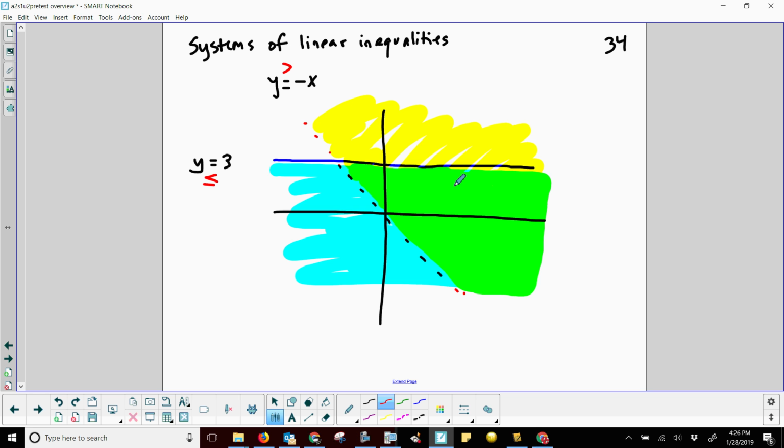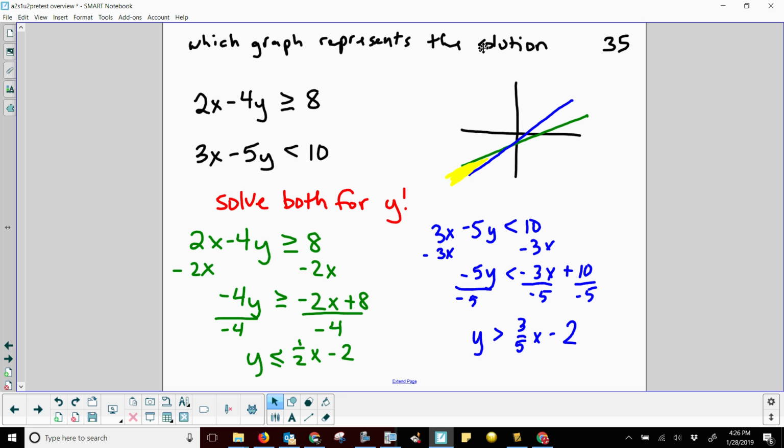And then you go find that, and maybe green is the only thing that is shaded in, because honestly, that's the only one that works for both. Yellow worked for just one, blue worked for just one, but yellow and blue make green. So when they crossed over, they made green, and green's the only section that works for both. Which graph represents the solution? It's kind of the same thing, but you may have to solve both of these for y. Go back to some of the other concepts we've done, even in this unit. Get it to say y equals.